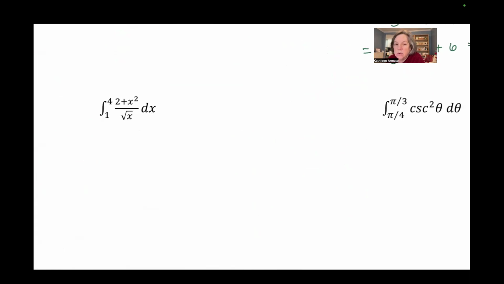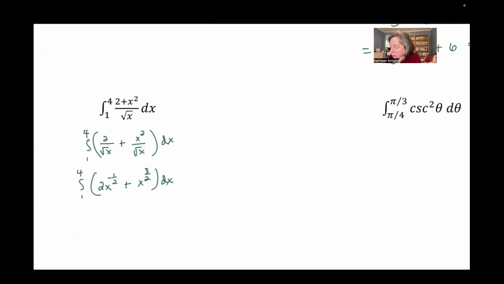Okay. All right. Remember here, when you're dividing two functions, you cannot just take the antiderivative of each one individually. You have to get it down so you can just use the power rule. So it's 2 over root x plus x squared over root x. So you just divide it, make it two fractions. So that's 2x to the -1/2 plus, so that's x squared and then -1/2. So that's 3 halves, right? Okay. Integral from 1 to 4.